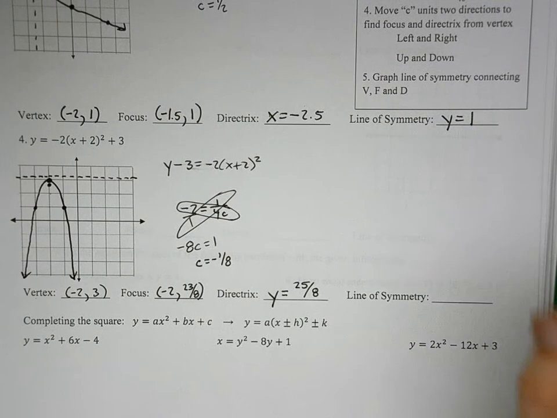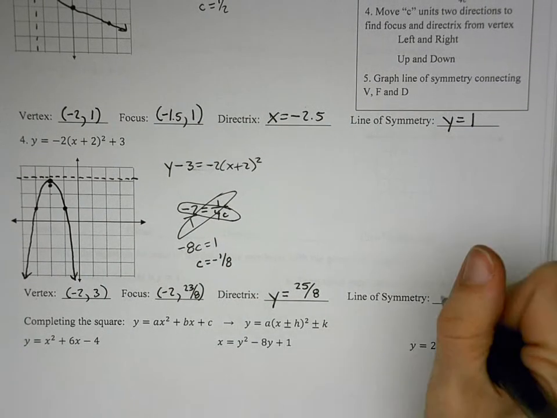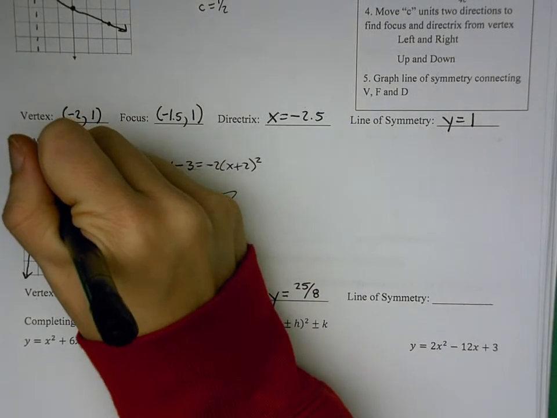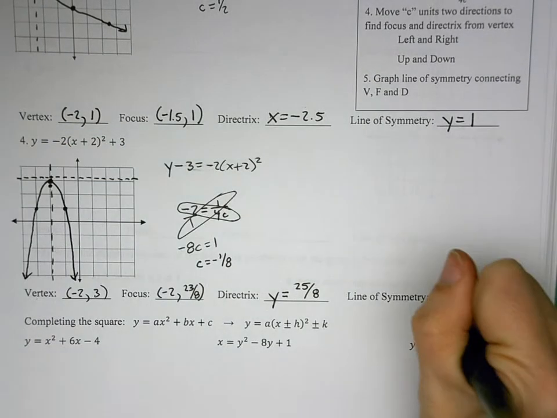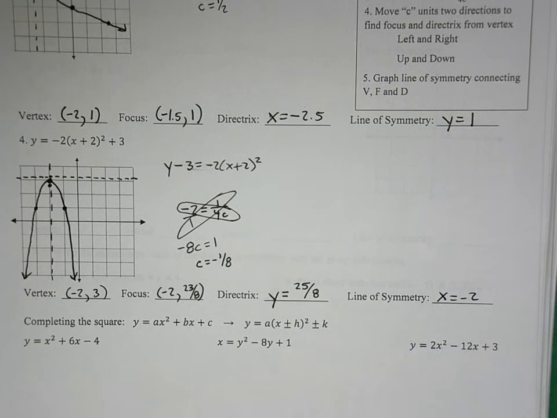My line of symmetry, which would be right here, is a vertical line, which tells me it's an x equals, and in this case, it's an x equals -2. Okay?